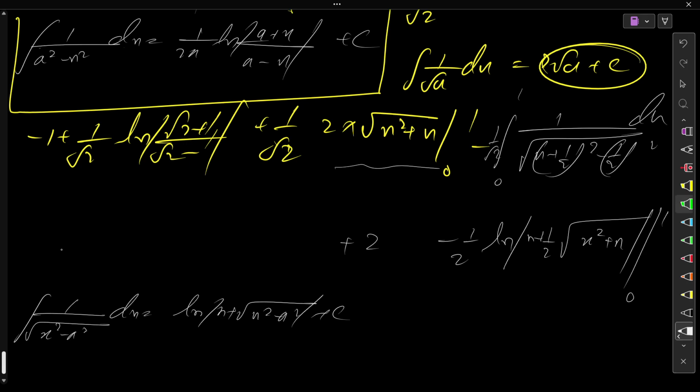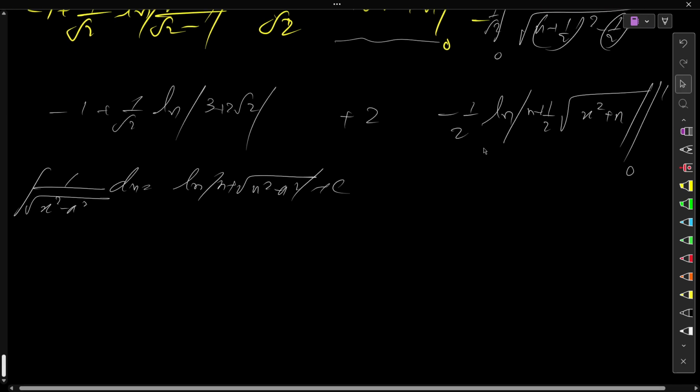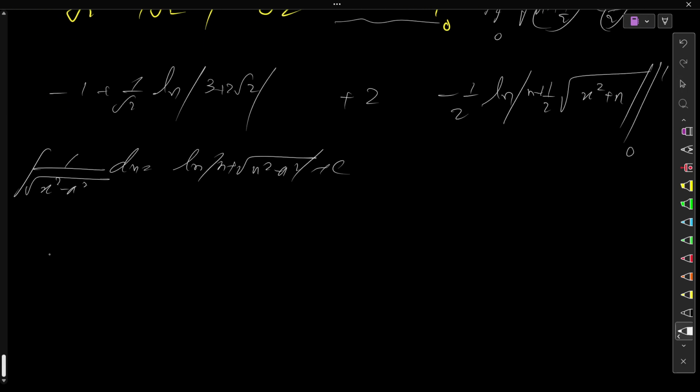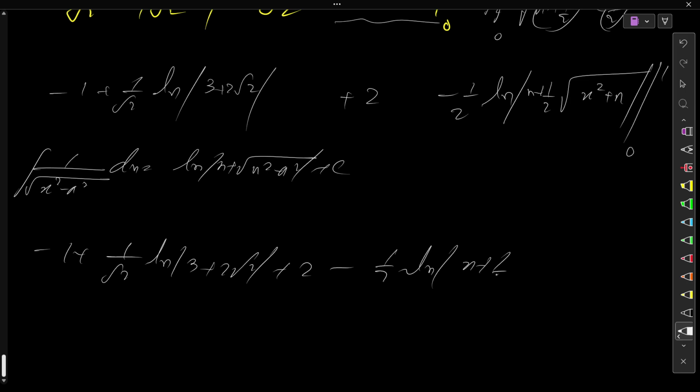So this could be written as minus 1 plus 1 over root 2 ln mod of... okay, ln mod of, when I rationalize it, I'll be getting 3 plus 2 root 2, right? ln mod of 3 plus 2 root 2. So in this case I'm getting 1 plus 1 over root 2 ln mod of 3 plus 2 root 2 plus 2 minus half ln mod of x plus half x square plus x. Okay, let me put the limits directly.